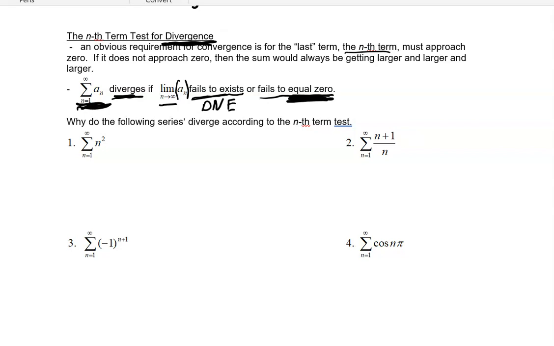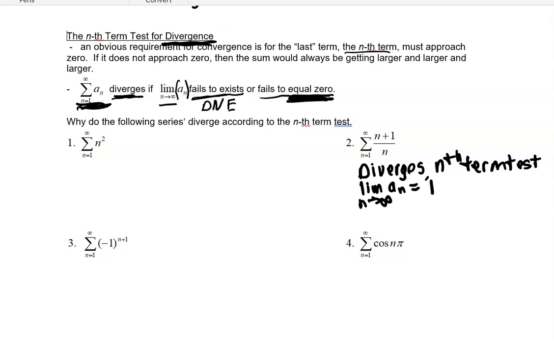So in this case, what we would say is this diverges because of what we would call the nth term test. So we would write this out, nth term test. And what we would say is the limit as n goes to infinity for our general term is 1 and not the 0 that it needs to be. All right.